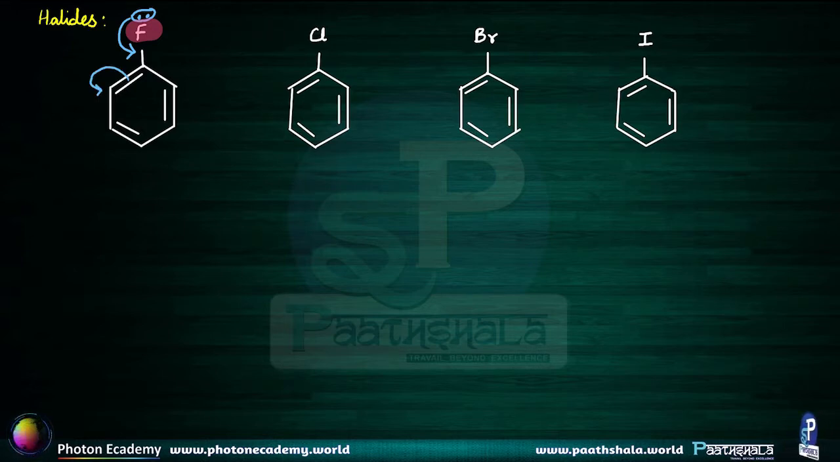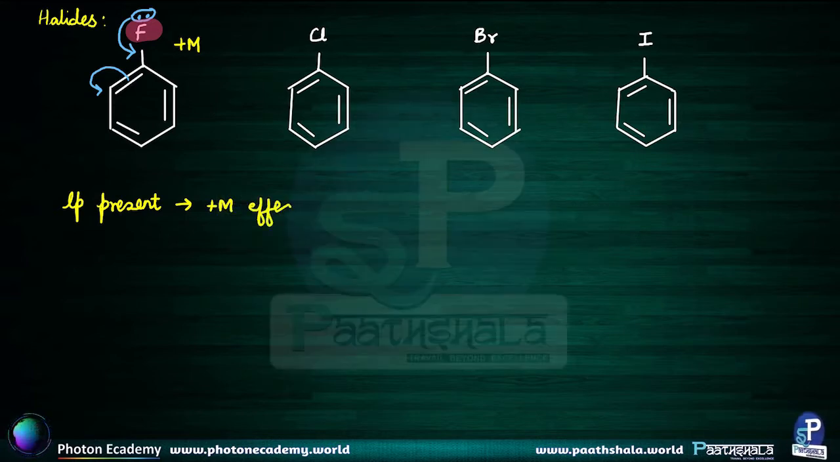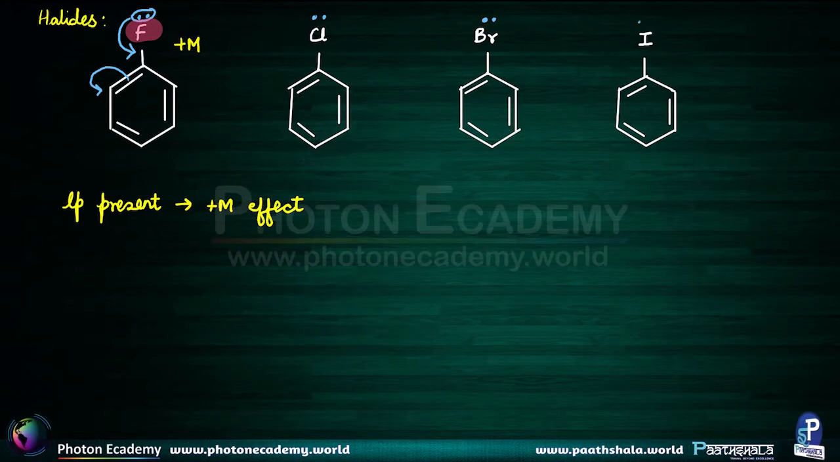Since fluorine is electron rich and has a lone pair, it will show a plus M effect. We know that when a lone pair is present, a plus M effect is shown. That part we are aware of. Chlorine also has a lone pair of electrons because all of them are halogens, bromine also, and so does iodine. So all of them will show a plus M effect.